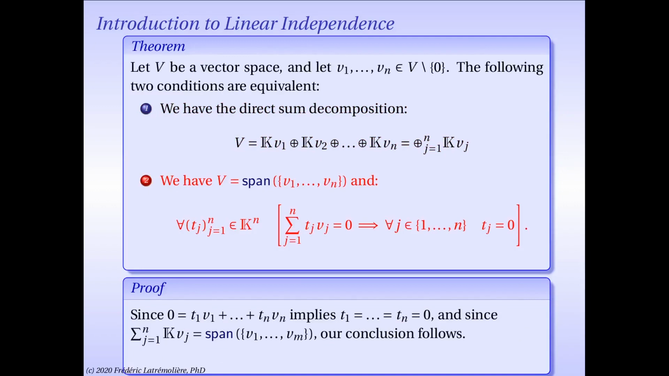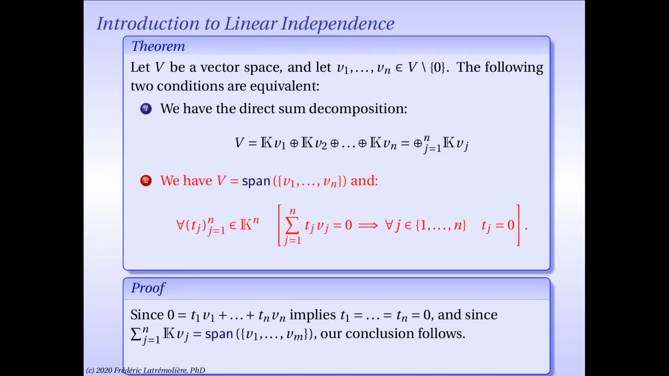Now let's assume 2. The first thing I'm going to observe here is that if my vector space is a span of v1, etc. vn, since span of unions are sum of spans, I can indeed conclude that my vector space is the sum of the span of v1 with the span of v2, etc., with the span of vn.